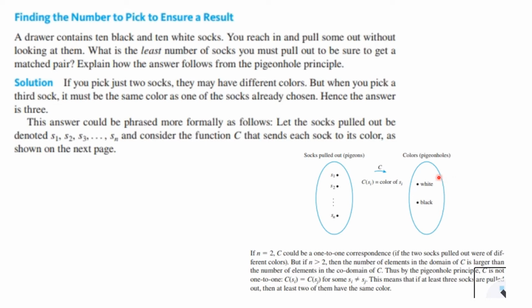Well, in this case, the pigeonholes are the colors of the socks, and the socks are numbered 1 through 20. So to get a matching color, if I just pick 1 sock, I certainly wouldn't have a matching pair. If I pick 2, they might be white and black. But if I pick 3, I have to have a matching pair. That means you have to pick at least 3 socks before two of them have the same color.